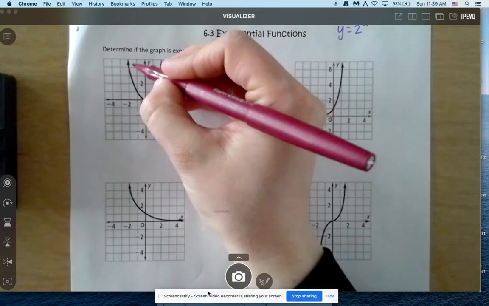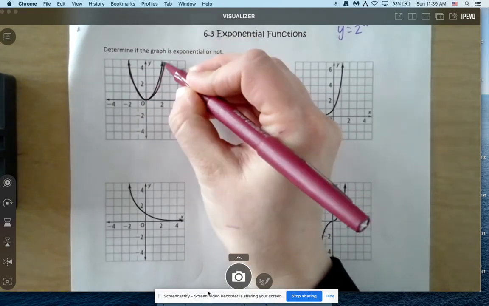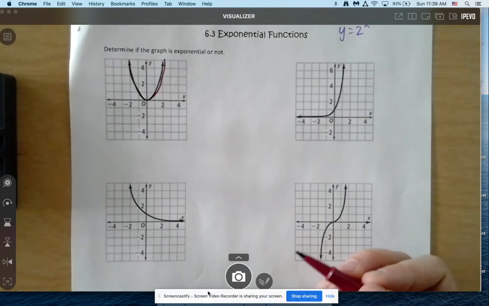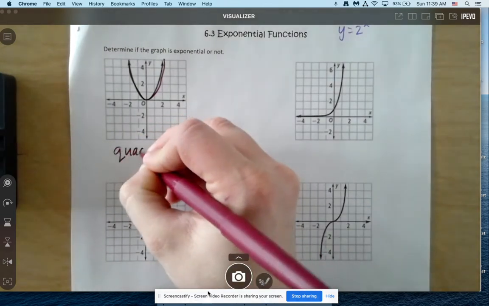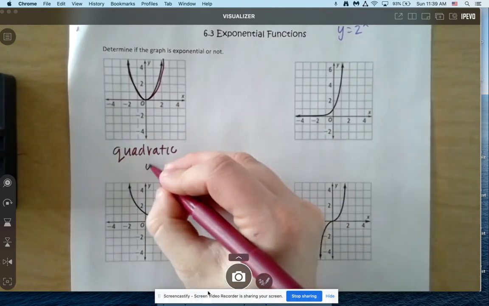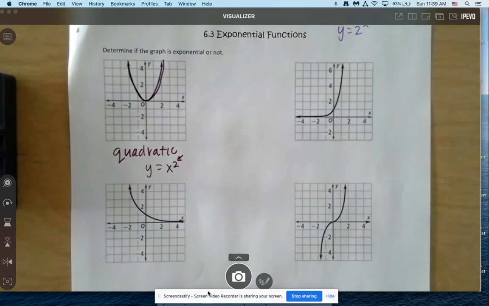Here we go. On this first graph, it's actually doing both. It's decreasing as you move to the left, but once we hit 0, it increases really fast. It's not just doing one, it's doing both. So this one is not exponential. We would actually call this one quadratic, when your function would look like something to the power of 2. You don't need to write that, it's just fun information. We'll get to that in probably a month or so. So that one is not exponential.